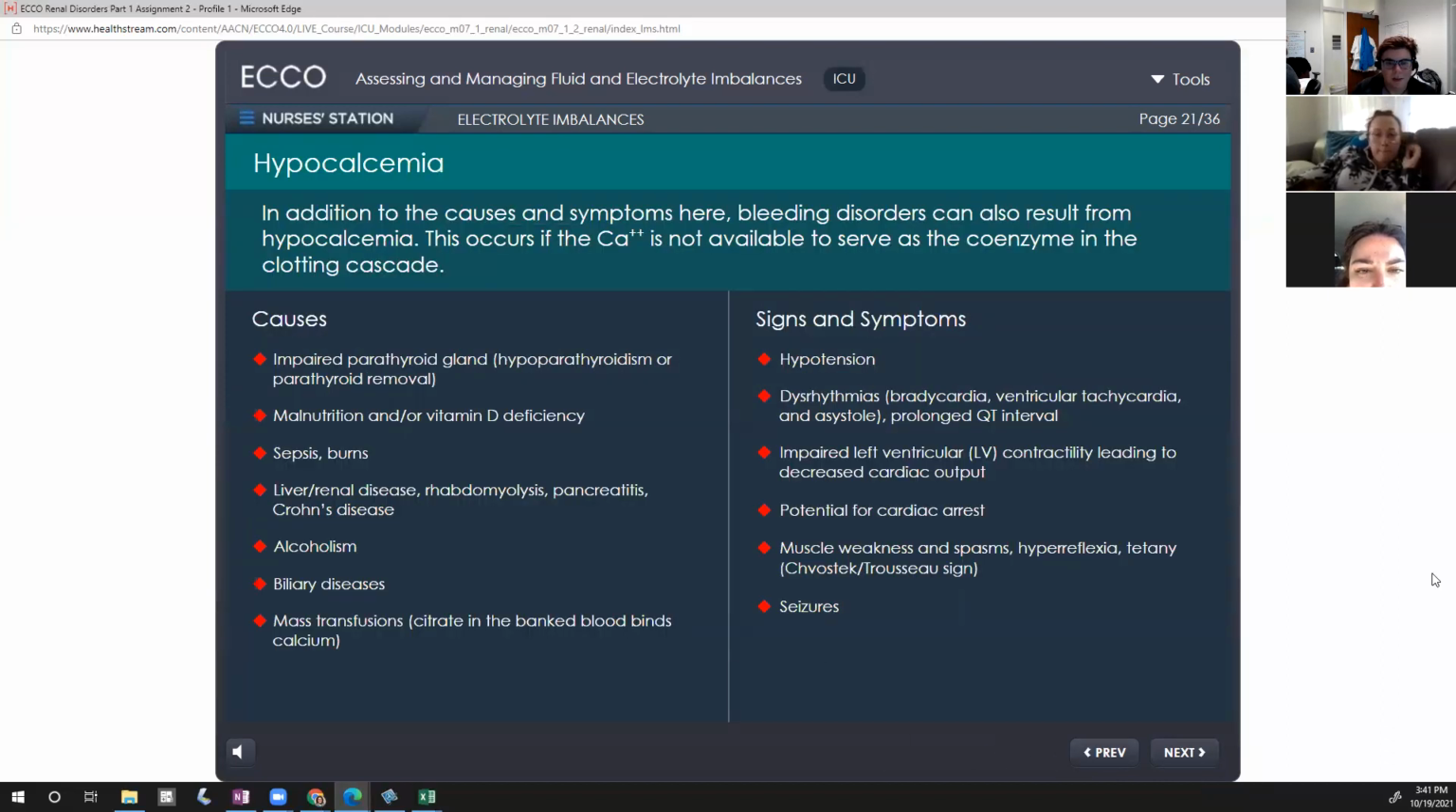So causes, again, the parathyroid is the big one, but you also might see it in sepsis and burns, liver disease, rhabdo, alcoholism, massive transfusion. So citrate, if you've ever given double reds or read about blood preservatives, citrate binds to calcium. And then we'll see hypotension, decreased LV contractility, so we'll see poor cardiac output. So if you've got a patient and you get some sort of cardiac values in the test, that would be something to keep in mind for calcium, obviously, and then seizures.